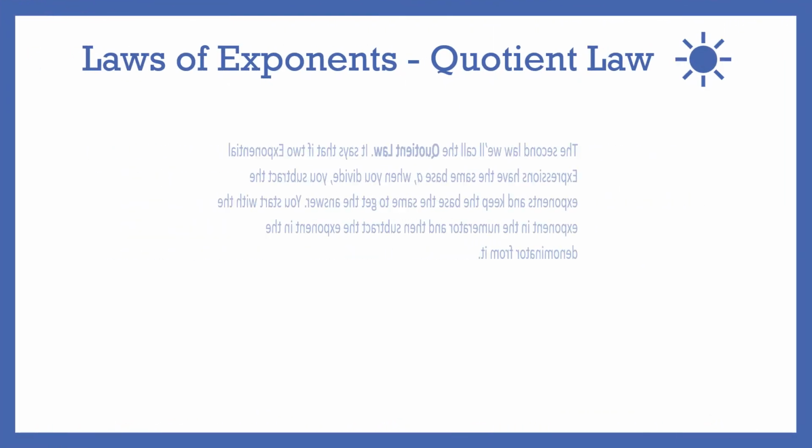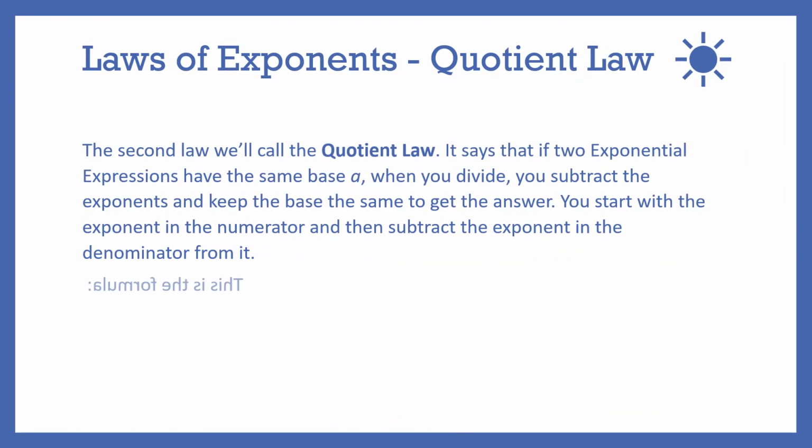The second law we'll call the quotient law. It says that if two exponential expressions have the same base a, when you divide them, you subtract the exponents and keep the base the same to get the answer. You start with the exponent in the numerator, and then subtract the exponent in the denominator from it.